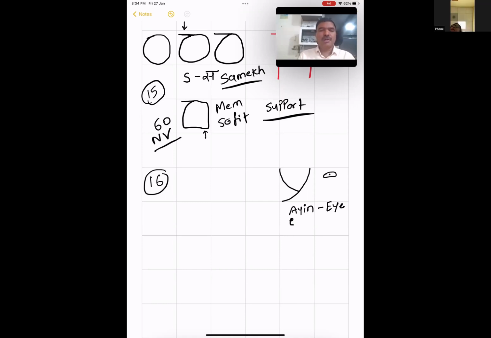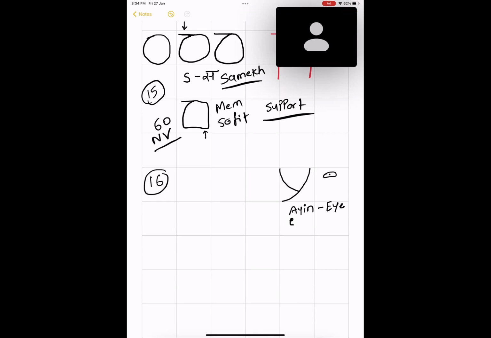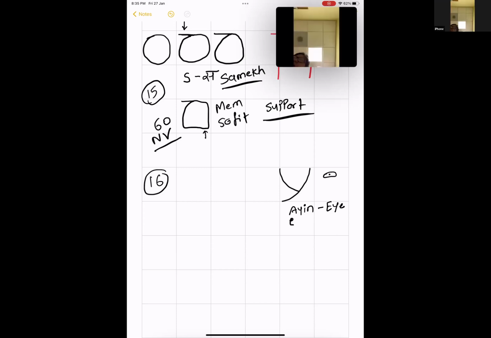Reverse. What page number are we on in the book? Page number 20, you can see. Okay, thank you. Okay, thank you. I saw it.